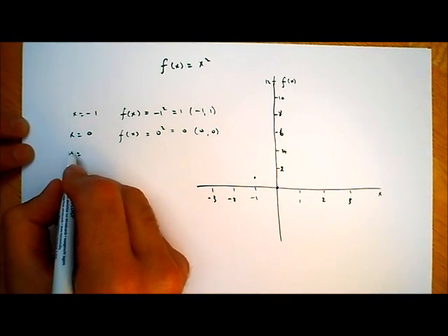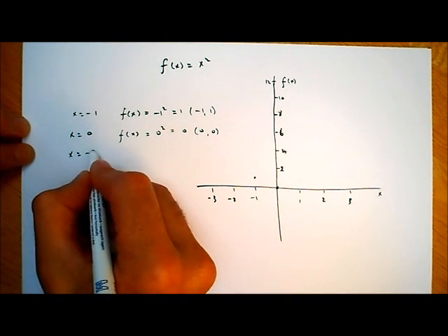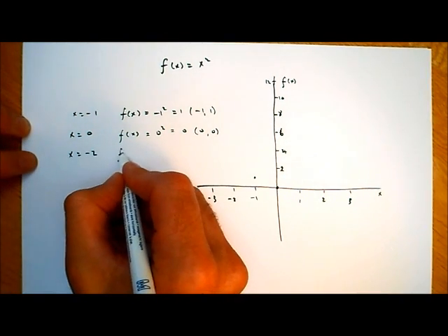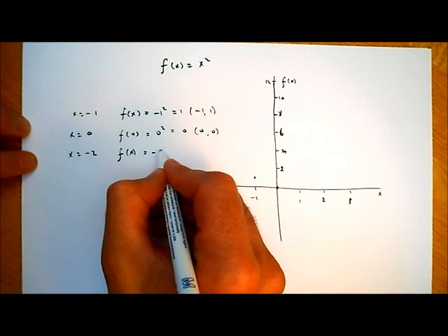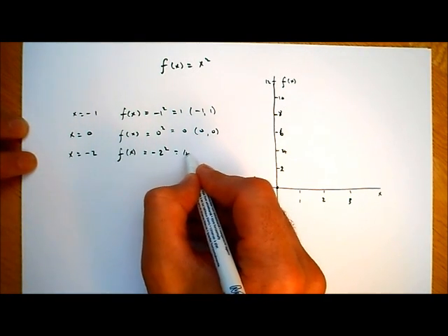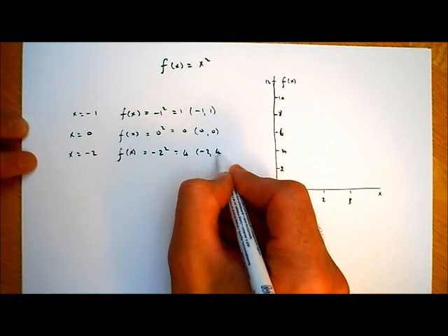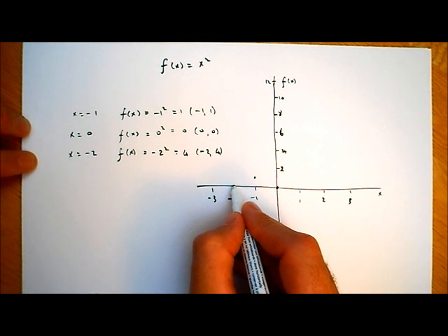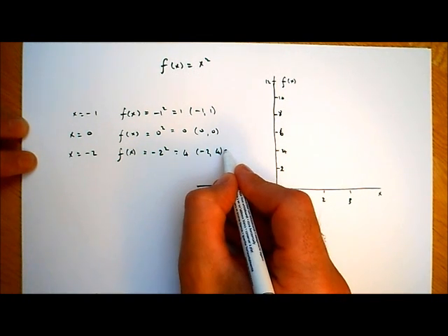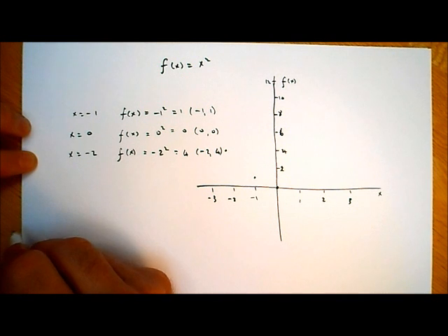Let's say x is equal to minus 2. Just fill in any values of x. We have f of x is equal to minus 2 squared, which is 4, which means the point minus 2, 4 is on the graph. So minus 2, 4 is up here.